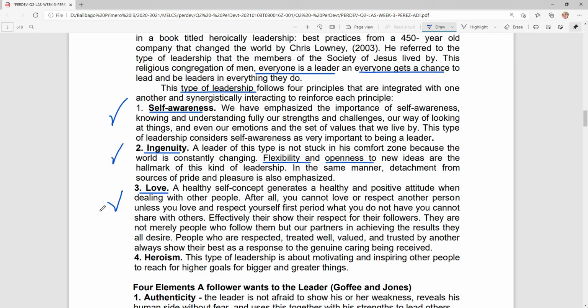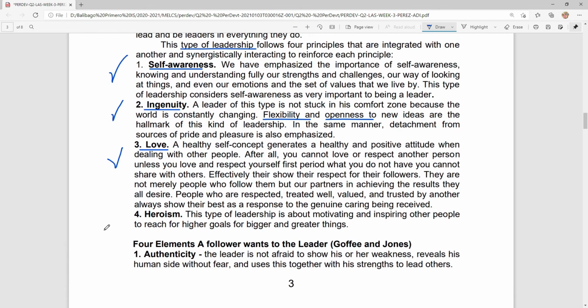Because your followers are not just people you manipulate. They follow you because they respect you too. So if you don't respect them, they will not follow you anymore. That's the logic.